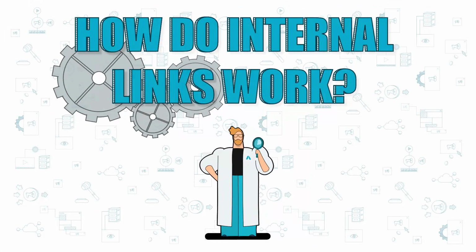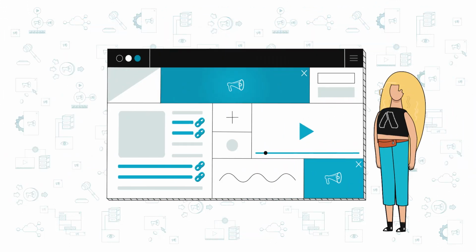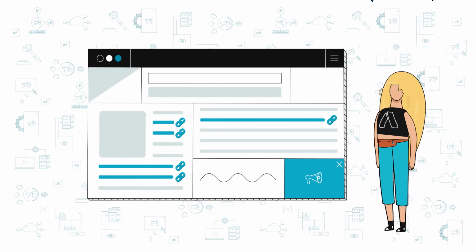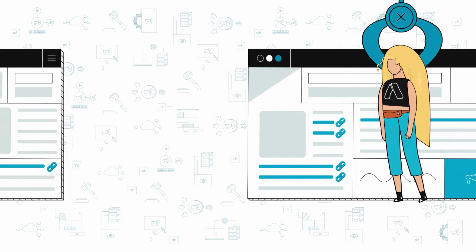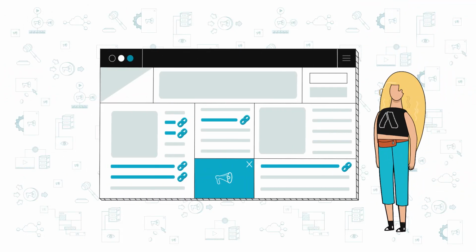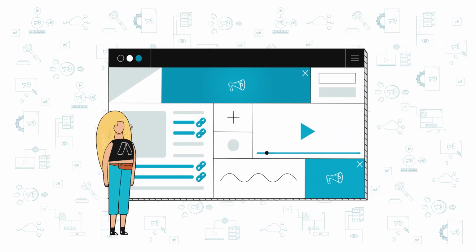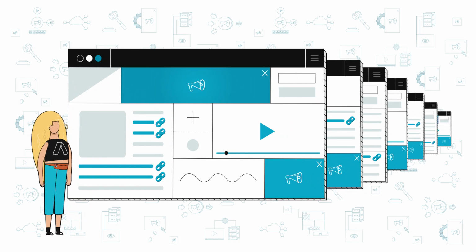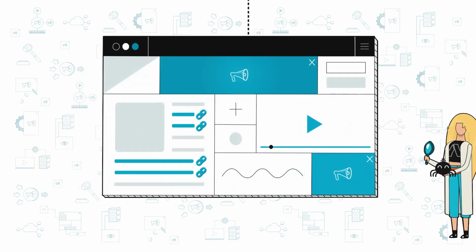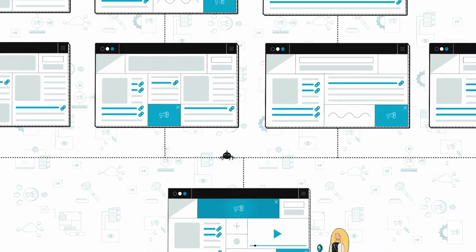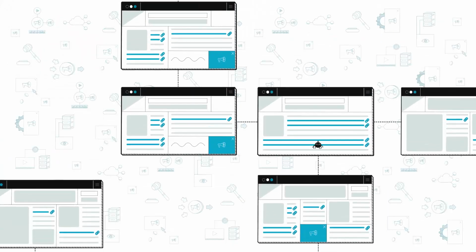How do internal links work? Internal links navigate users and search engines from one page to another within the same domain. They use descriptive anchor text to demonstrate the relationship between these pages. Internal links create a consistent site structure. Without them, older content would be harder to discover. When search engines perform crawling and indexing, they start from the domain's homepage and follow the links to other pages.